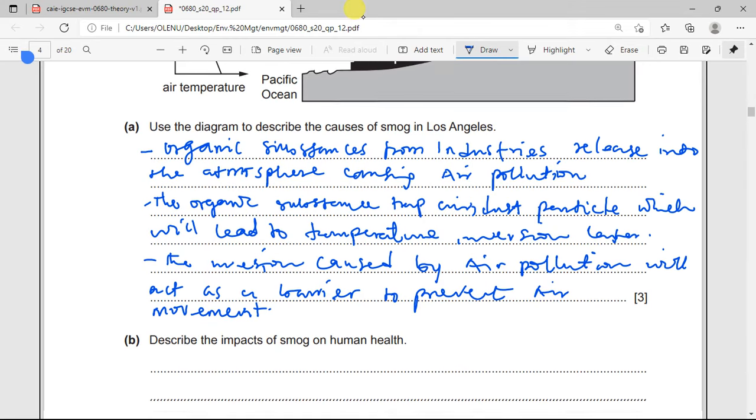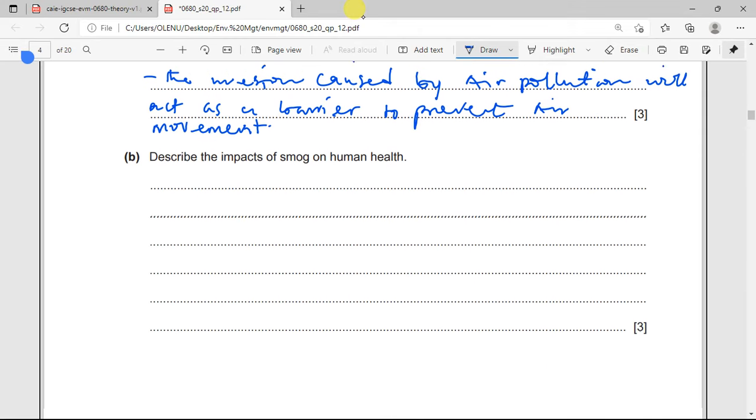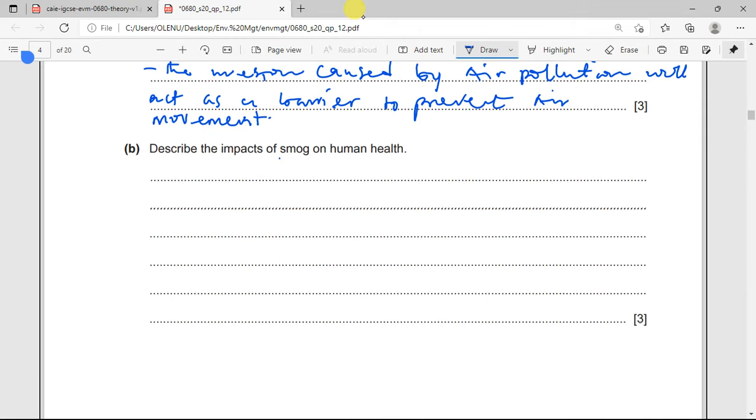Now, the next question is, describe the impact of smog on human health. Now, smog usually is as a result of air pollution. So, one of the major impacts of this smog can lead to eye irritation. Another impact of smog can be it causes asthma.